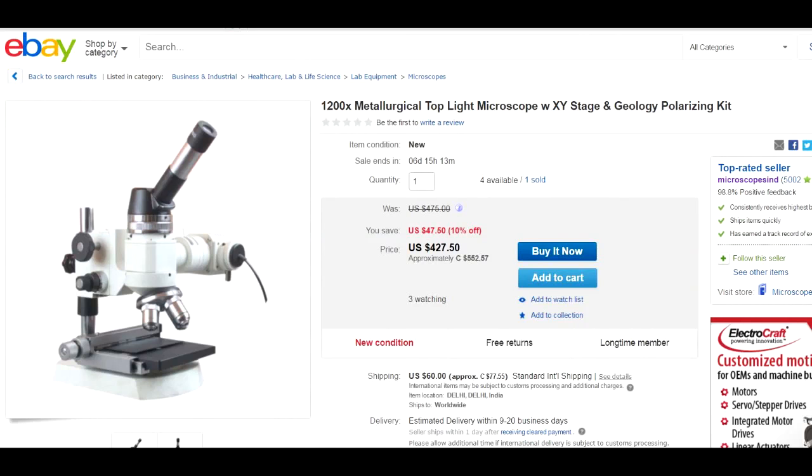This is the eBay listing. The vendor is called Microscope India. Just a touch over $400 for the microscope. I ordered it with expedited shipping, and it arrived at my door well under 10 days, so that was quite acceptable.